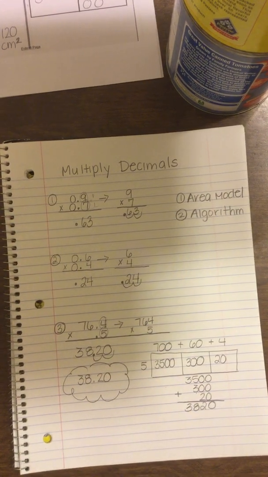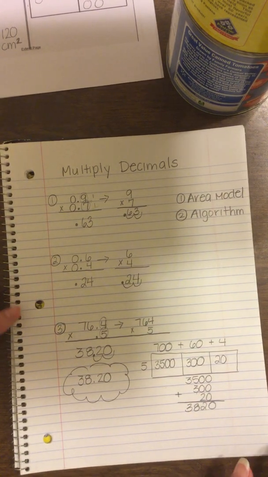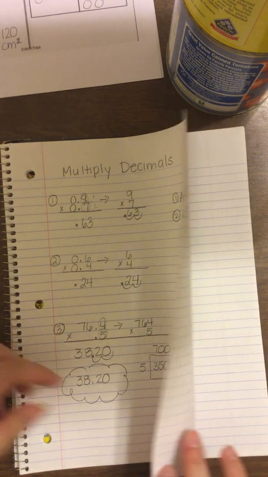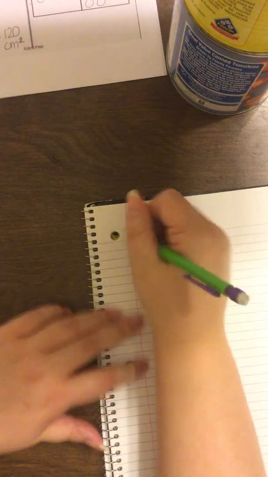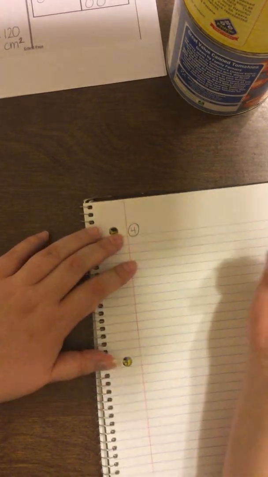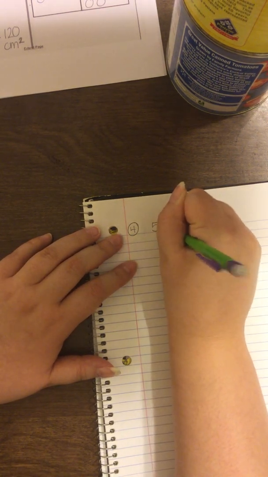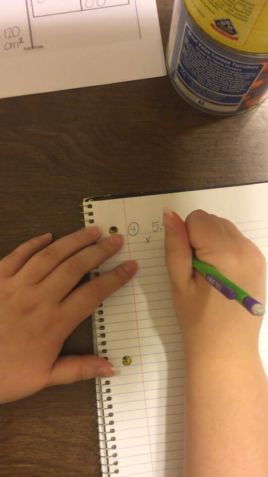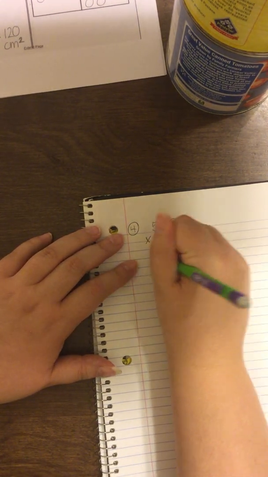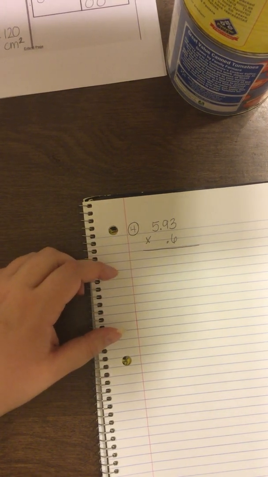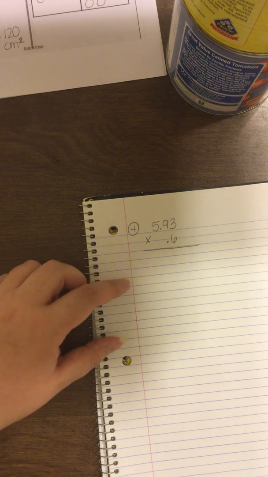All right, boys and girls, I'm going to give you one just like this one, and I want you to go ahead and solve it once I'm done writing it, and then I will go over it. All right, so this was number 4, okay, number 4. And so your problem is going to be 5 and 93 hundredths times 6 tenths. All right, go ahead and pause this video, boys and girls, and then hit play to watch how to solve it.